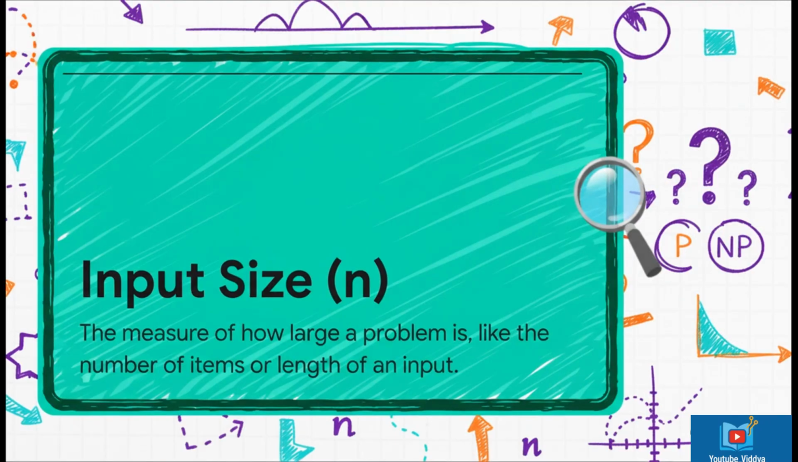And that universal ruler is what we call input size. We just use the letter n to represent it. So instead of counting seconds, we count how many steps an algorithm has to take as n, the size of our problem, gets bigger and bigger. Are we sorting a list of 10 numbers or are we sorting 10 million? That n is the key to understanding how an algorithm is going to behave in the real world.